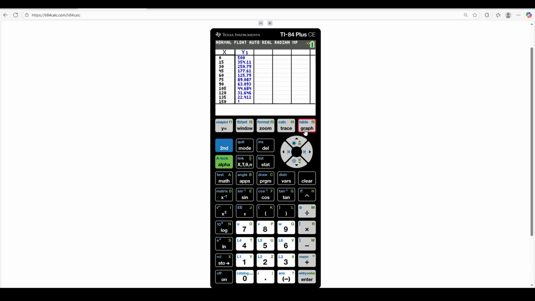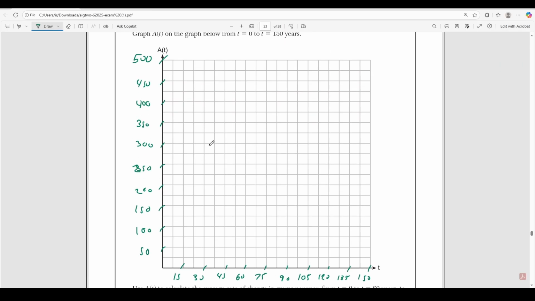If I press second graph, I get my table. And over here, you see that my x's go up by 15 because I set that delta to 15. So anyways, here we have 0 at 500, so we'll plot that point here, and I'll get back to you when I plot all the points.